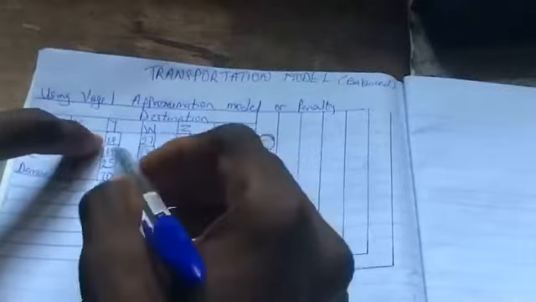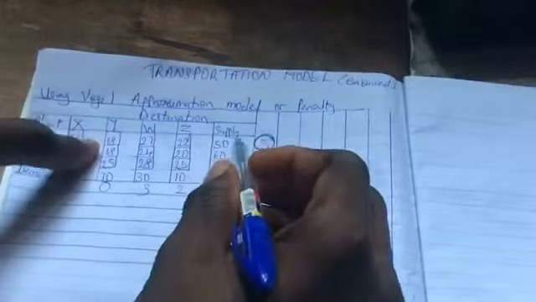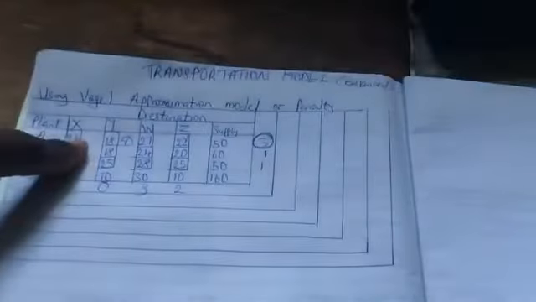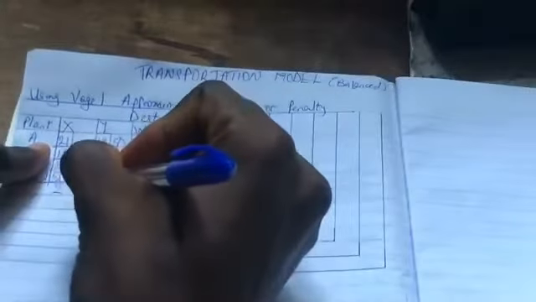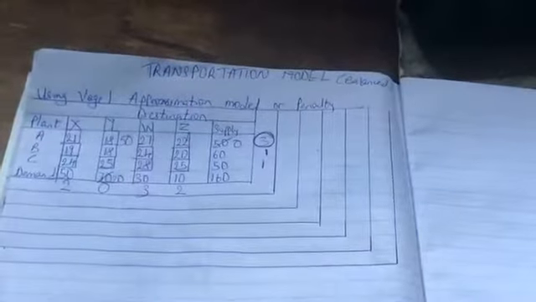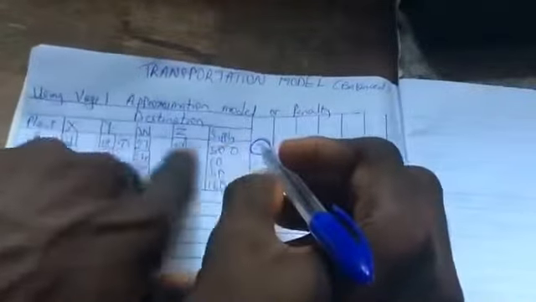Which of the 2 is less? The supply is less. So you write supply 50. You cancel out this, nothing remains. Then you cancel out this, remains 20. So you cancel out the rest because there's nothing more to be assigned here. You cross it out. There's nothing that can be assigned to row A again.